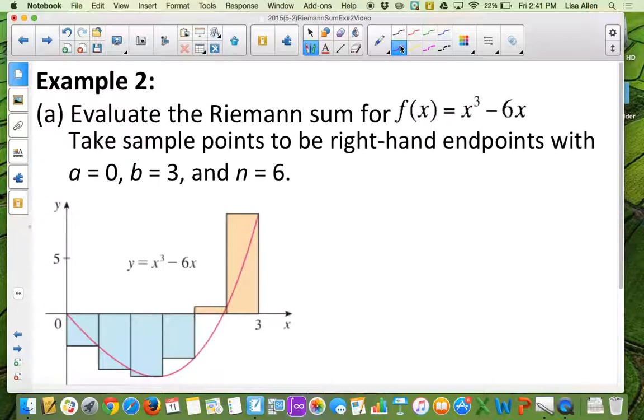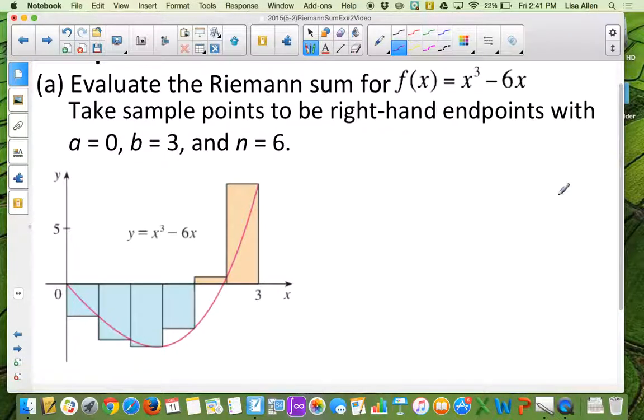Take sample points to be right-hand endpoints with a equal to 0, b equal to 3, and n equal to 6. So with this in mind, I'm first going to think about, what is the Riemann sum? If you remember, the Riemann sum R6 is going to equal the summation from i equal to 1 to 6 of f of x sub i times delta x sub i, or just delta x. In this case, delta x will be the same.